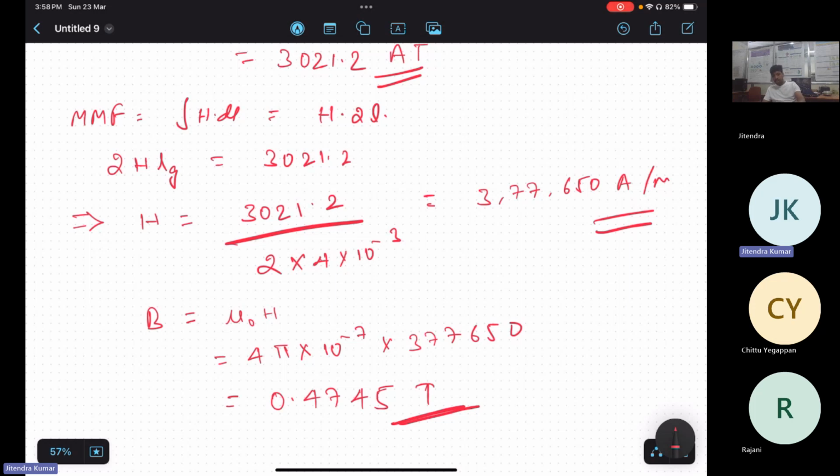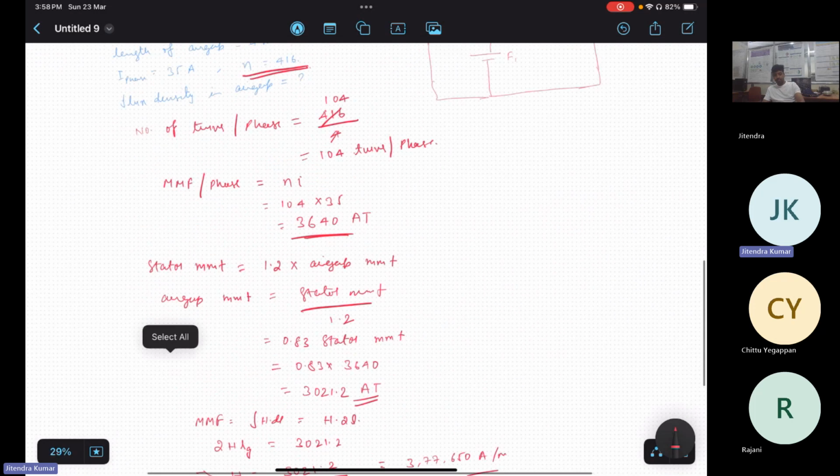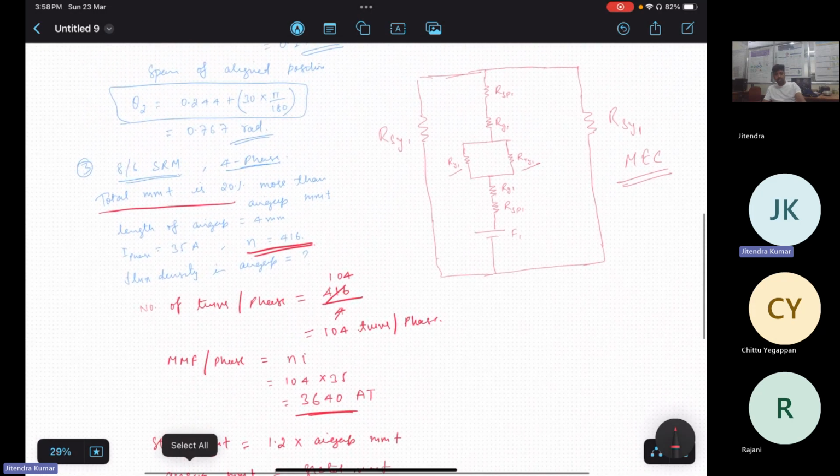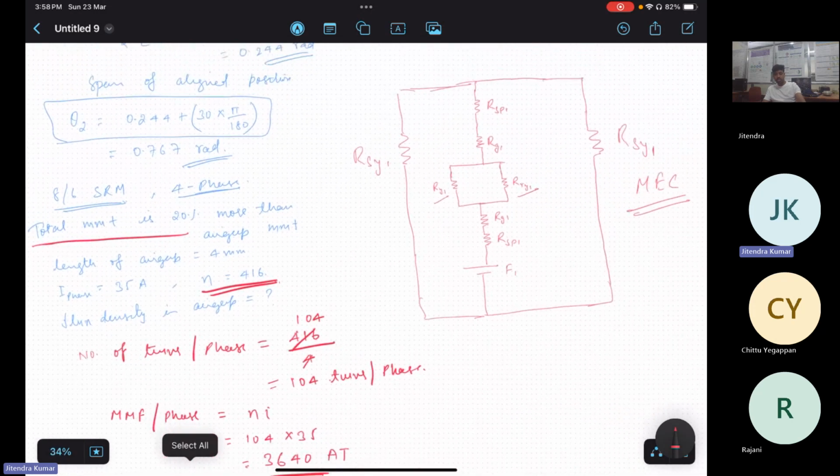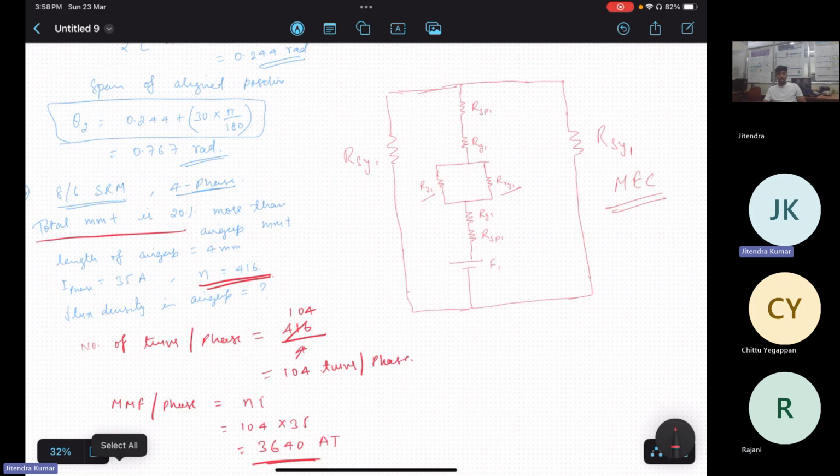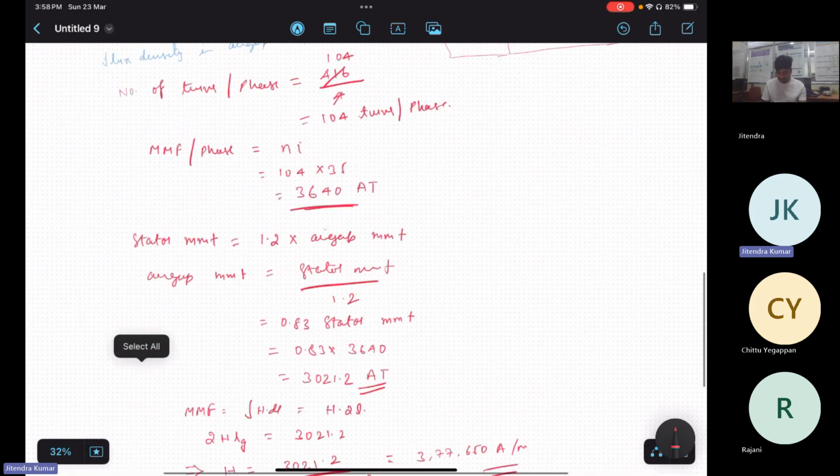Any doubt in this problem? Any final doubt? Okay, great. Then let us move to the next problem.